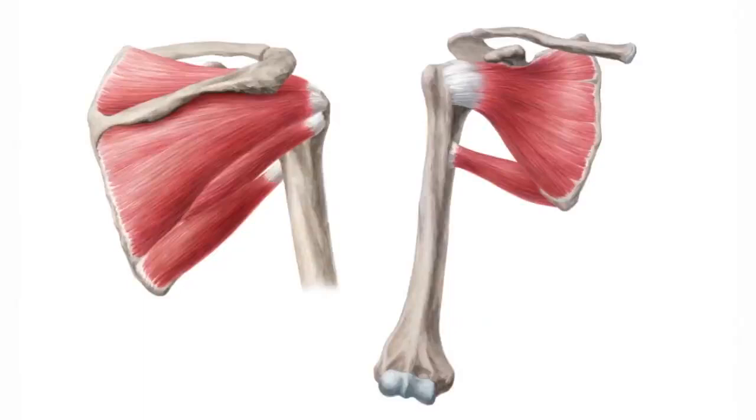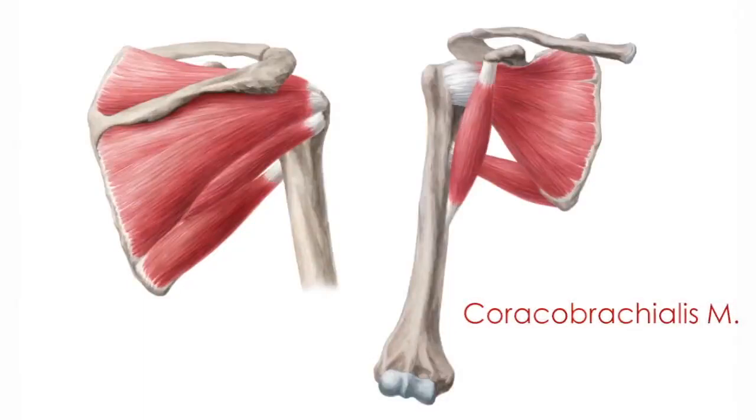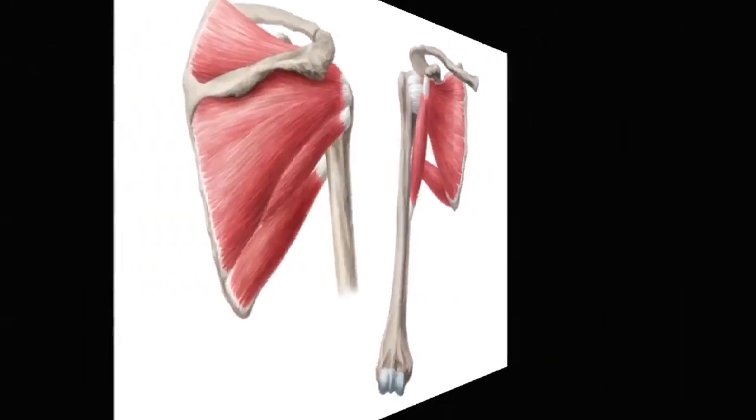Next muscle that helps stabilize the joint is the coracobrachialis muscle, as you can see here, that originates on the coracoid process of the scapula and goes to insert in the humerus in line with the crest of the lesser tuberosity. That's why it's helping stabilize this joint.